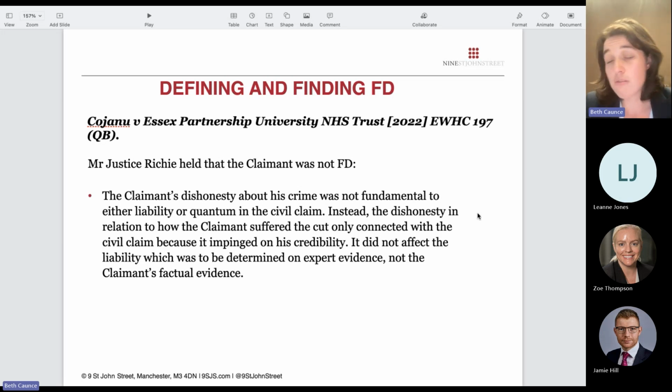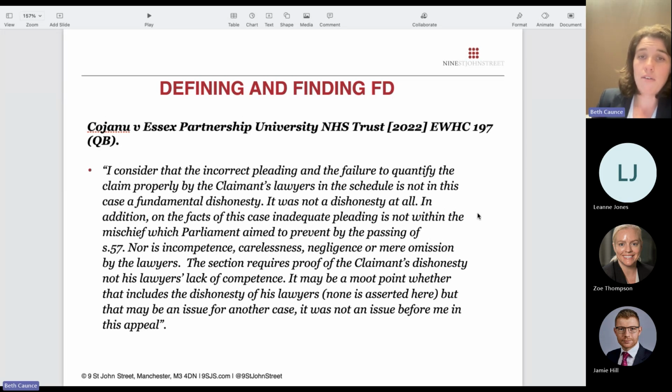The dishonesty about the crime and the mechanism of the original injury wasn't fundamental to either liability, given that this wasn't a claim as to how the original injury had happened. It was a clinical negligence case, and it also wasn't fundamental to quantum in the civil claim. It didn't affect the liability, which was to be determined on expert evidence, not the claimant's factual evidence. This is a direct quote lifted from the judgment, and this goes more to the second two of the 3 points made by the defendant.